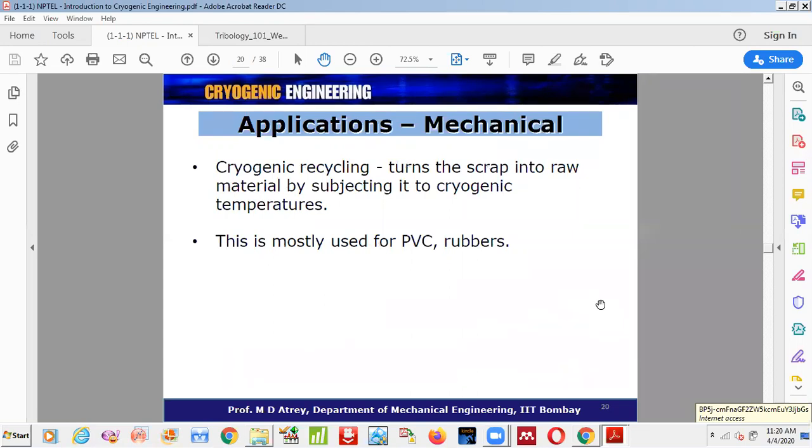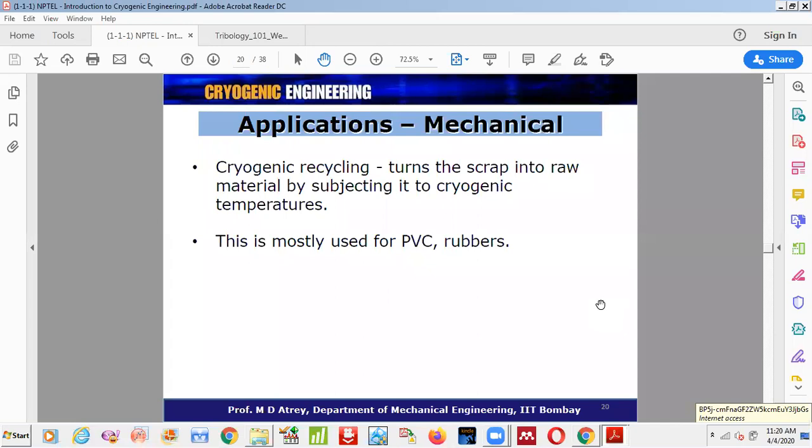Say for example, maybe workshops or any material handling processes or industries in which there will be almost scrap material. If that scrap material is subjected to the cryogenic temperature, once again they regain their property. They regain it in an enhanced property compared to the monolithical.